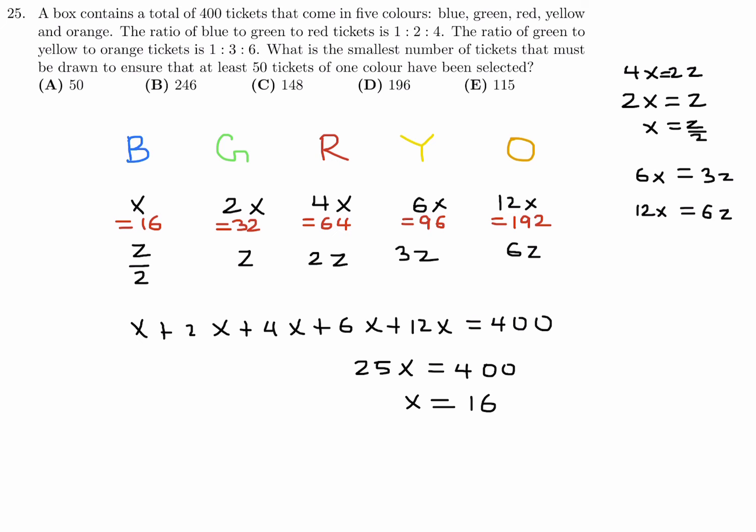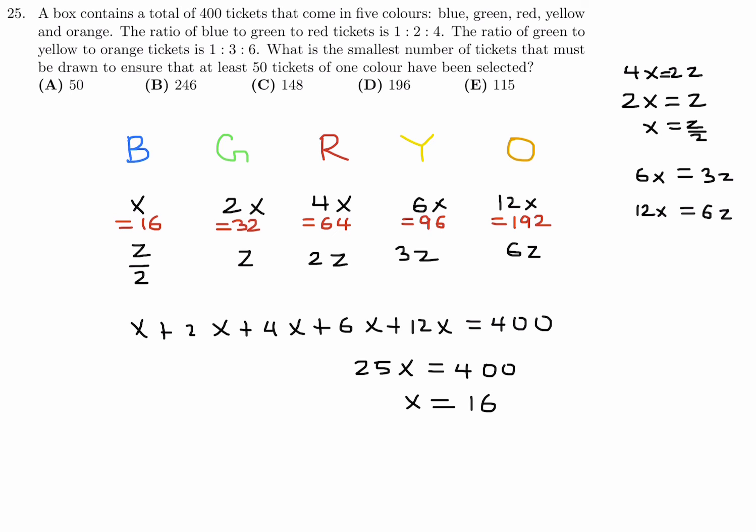Now our task is the final sentence. What is the smallest number of tickets that must be drawn to ensure that at least 50 tickets of one color have been selected? Notice the spelling of the word color. Now you can tell it's a Canadian math contest.